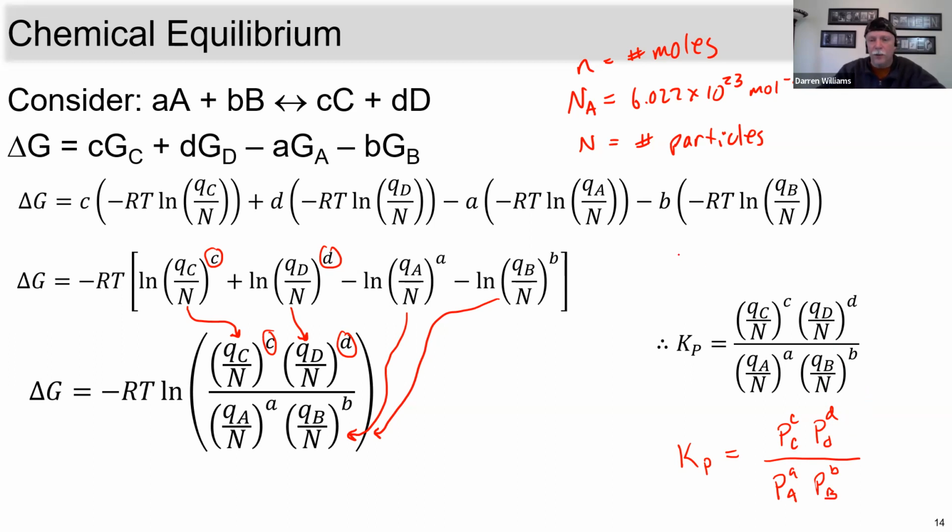In aqueous solution, like a concentration equilibrium constant, of course, it would be the concentration of C raised to the C power and D. So those are your products, and you have your reactants.